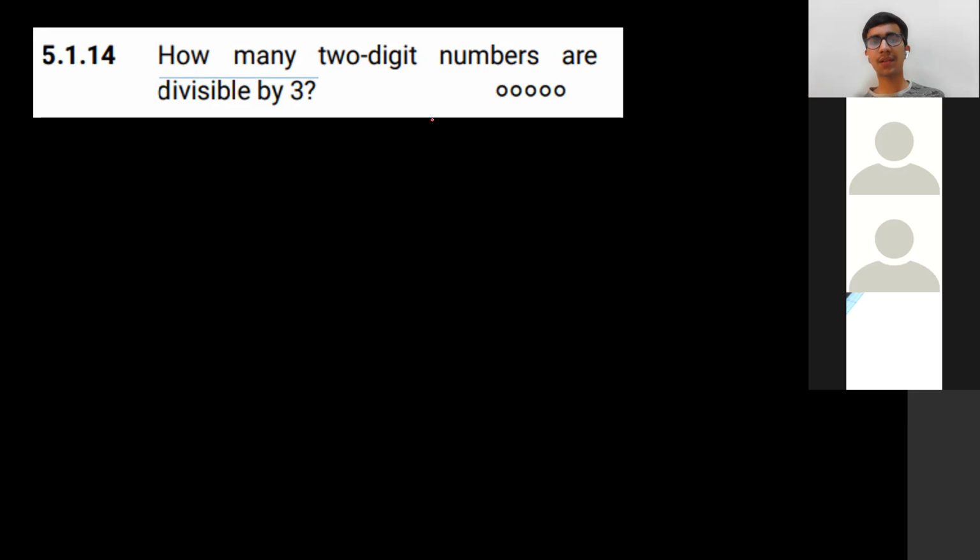Okay, so whenever you have questions like this, where you have to calculate numbers which are divisible by some number, or some condition of divisibility is there, you tend to calculate the first term and the last term of that AP. Okay, and then you get the whole question sorted.